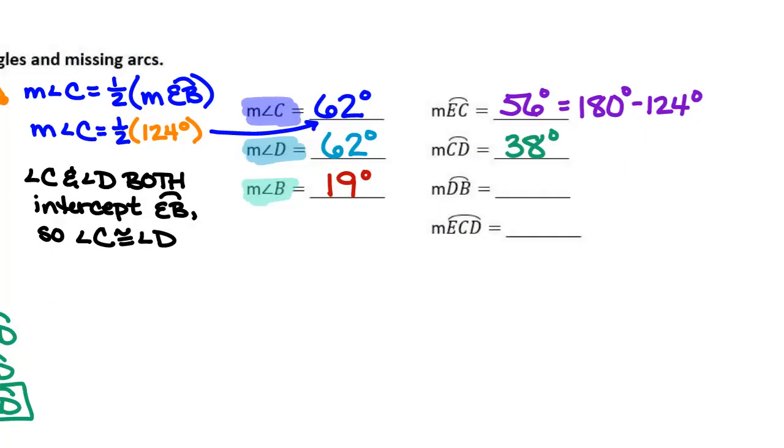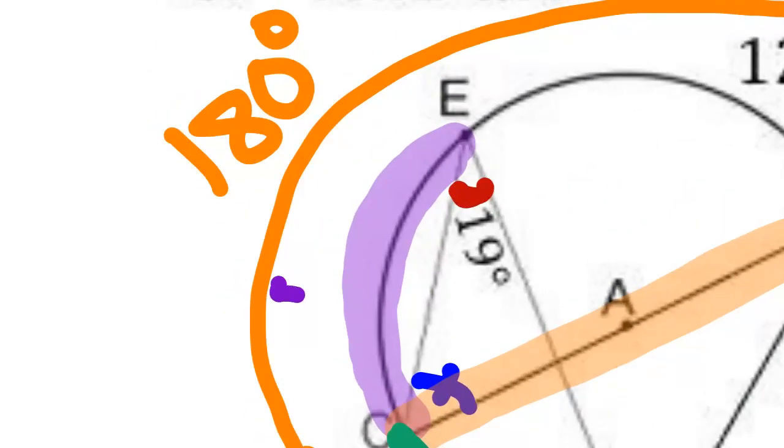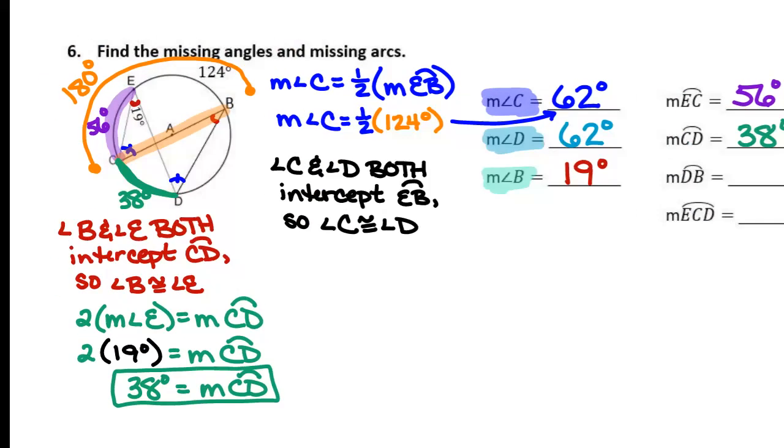All right. So I'm going to add that to the picture. This is 38. I should add the other one that we did too. This one back here was 56. All right. Arc DB.